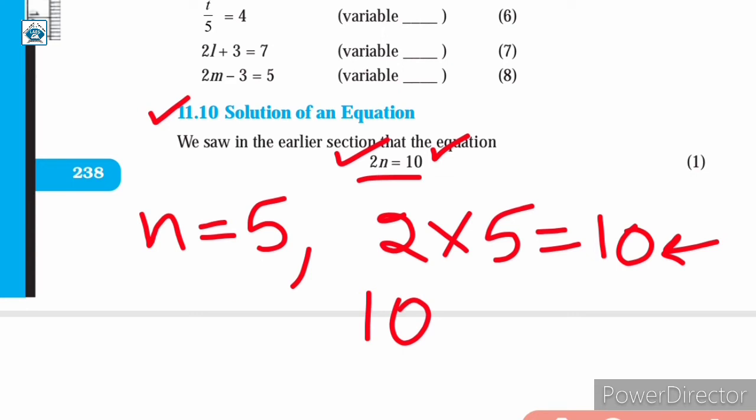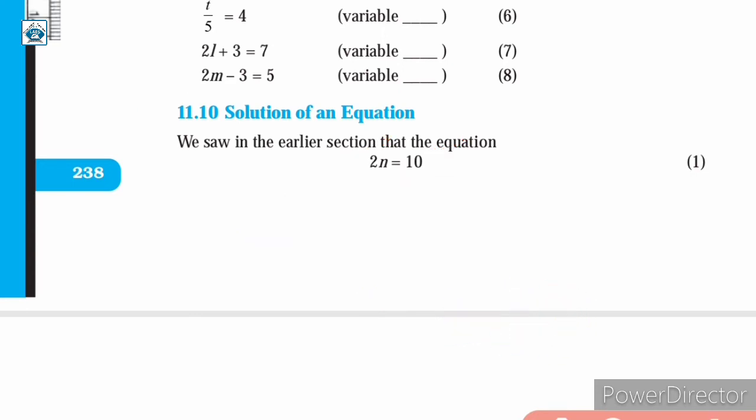So 10 is equal to 10 is true. That is why this equation is satisfied. No other value of n satisfies the equation. So the value of the variable in an equation which satisfies the equation is called a solution of the equation. That is, whenever LHS is equal to RHS, the value we took for the variable will be the solution of the equation.